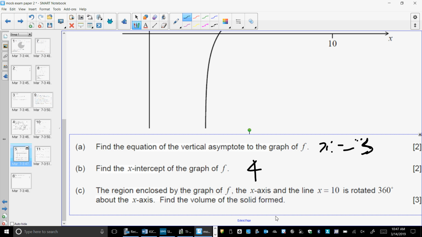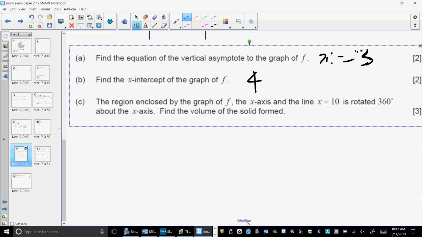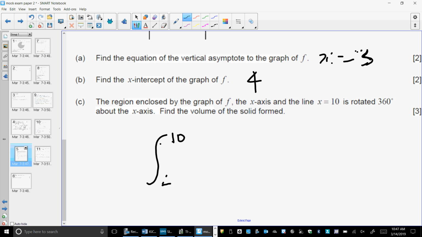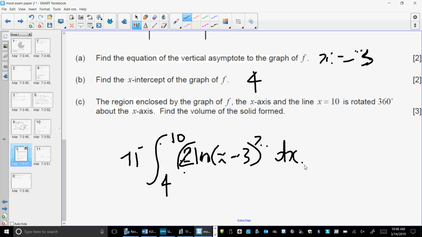The region enclosed is rotated around the x-axis. Find the volume of the solid formed. So this is where we have to remember that this is volumes of revolution. It's going to be between 10 and 4 because it's where it crosses the x-axis and the other value, so that would be 10. And we've got 2 ln(x minus 3) all squared, and that's multiplied by pi. So show that working. Obviously that's not very clear. So we can show that, and then it's on the calc paper, so we can chuck it in the calculator.